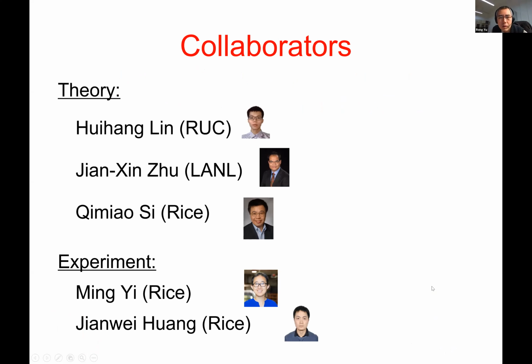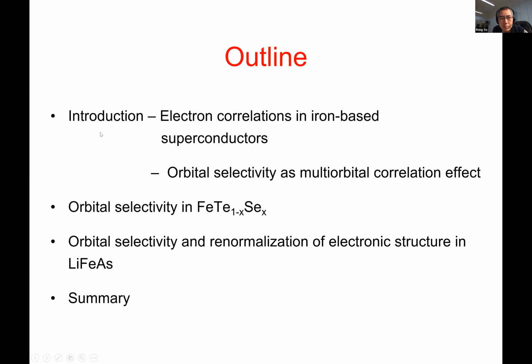Here is the outline. I will give a very brief introduction to the electron correlation effects in the iron-based superconductors, focusing on the orbital selectivity, which is actually a multi-orbital correlation effect for multi-orbital systems. I will mainly talk about the orbital selectivity in both the iron chalcogenide system, in this doped iron selenide system, and also in this iron pnictide system, lithium-111. In particular, we find that the orbital selectivity will give a very strong renormalization of the electronic structure and a reduction of the Fermi surface in this compound. At the end of this talk, a summary will be given.